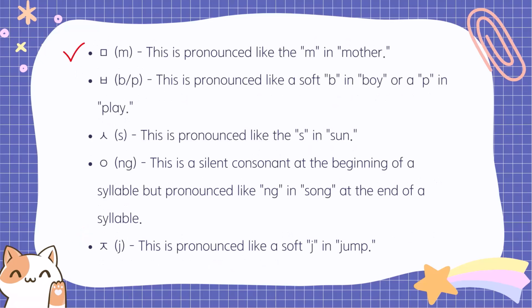미음. M. This is pronounced like the M in mother. 비읍. B or P. This is pronounced like a soft B in boy or P in play.